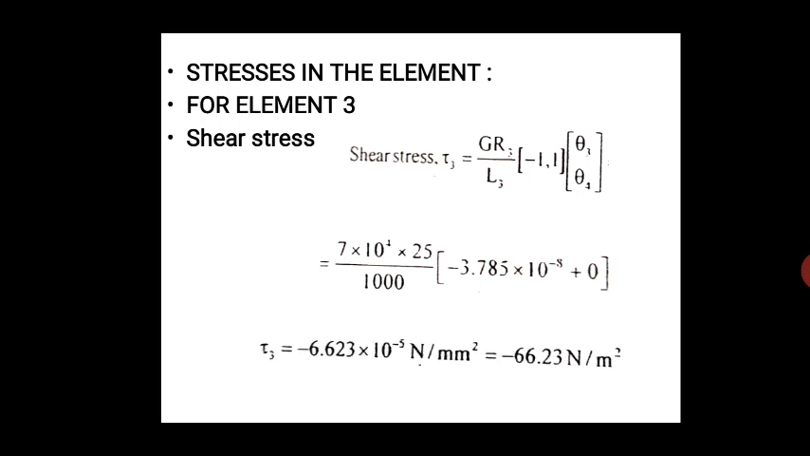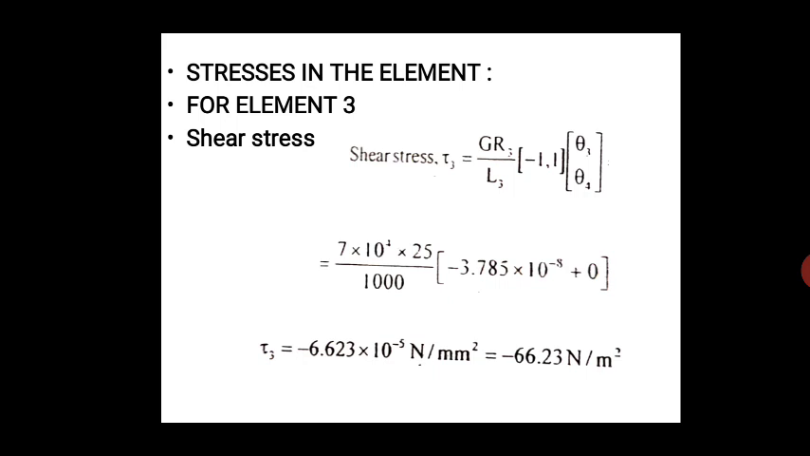Now on calculating the above equation, we have the shear stress developed in the third element, tau 3, equal to minus 6.623 into 10 raised to minus 5 Newton per mm square, or in terms of meters, we can take it as minus 66.23 Newton per meter square. So this is the question he has asked: to determine the angular displacements in the element. Along with this one, he has asked to determine the stresses developed in the elements. Hence, the problem is solved.